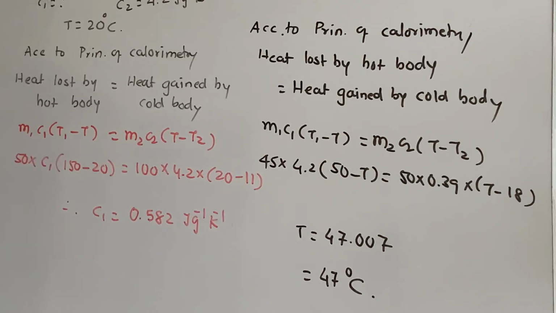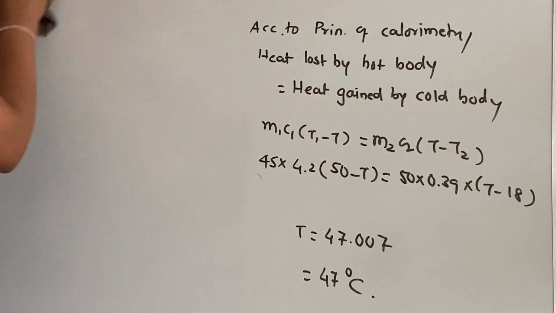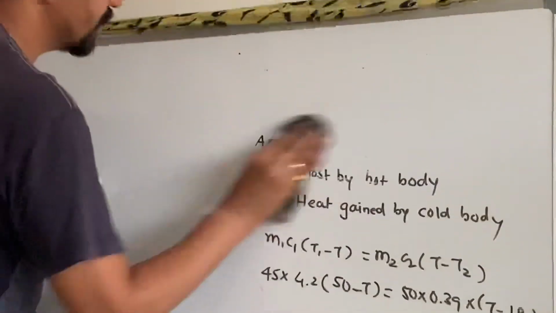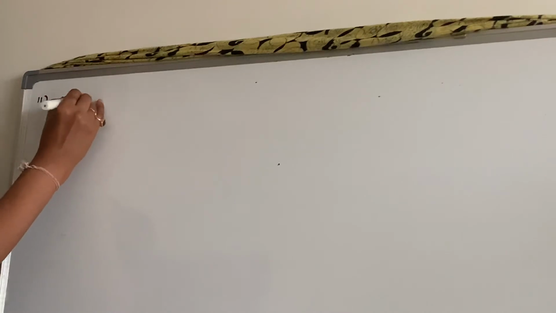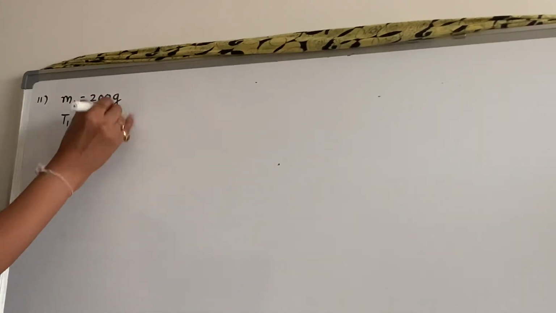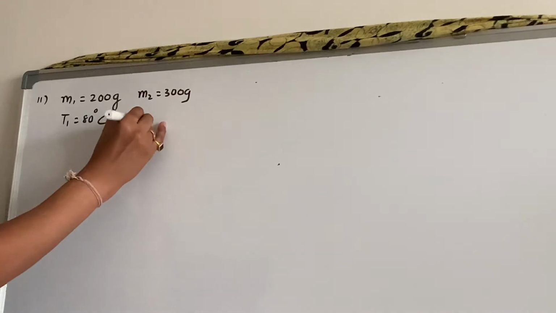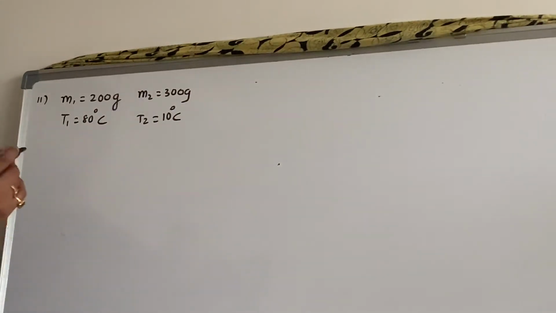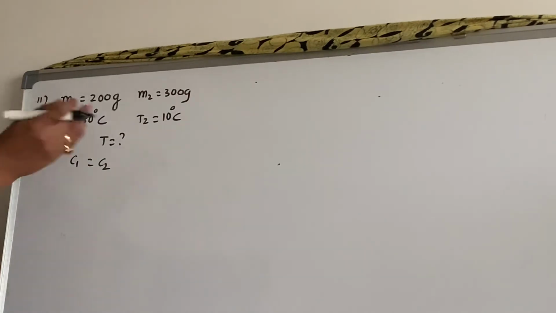10th done. Now we'll go with 11th. 11th is exactly a similar pattern. Now just check what is given in question number 11. 200 gram of hot water, means M1 is 200 gram, T1 is 80 degrees Celsius. Mass of cold water M2 is 300 gram, and T2 is 10 degrees Celsius. Now the temperature of the mixture T is the question mark, and C1 is equal to C2 because it is water here, this is hot water, this is cold water.